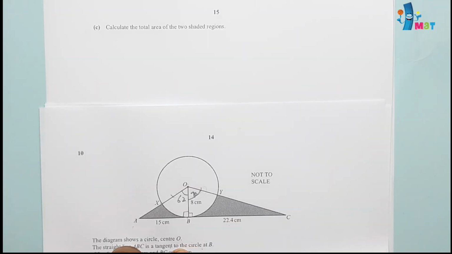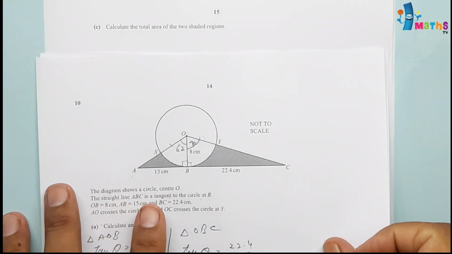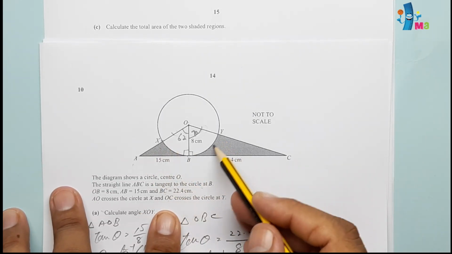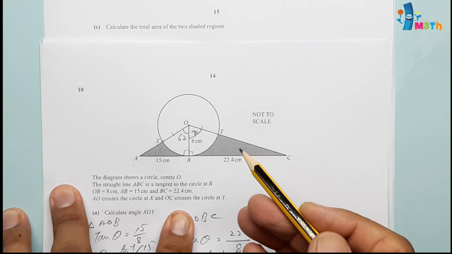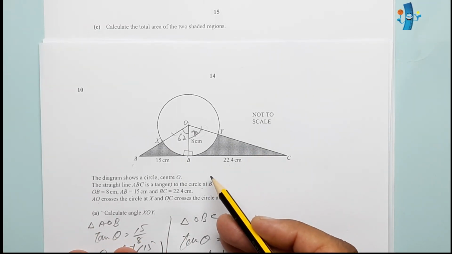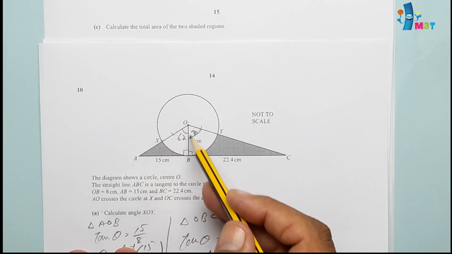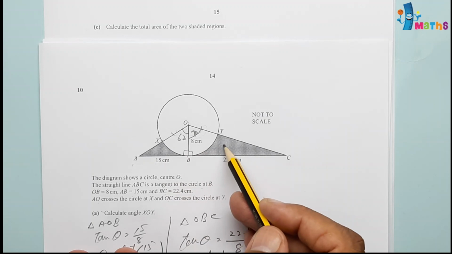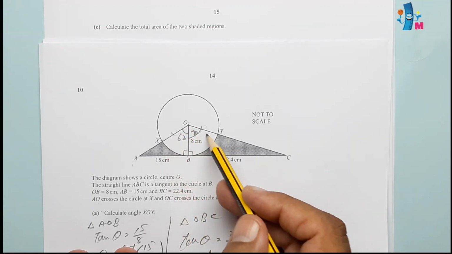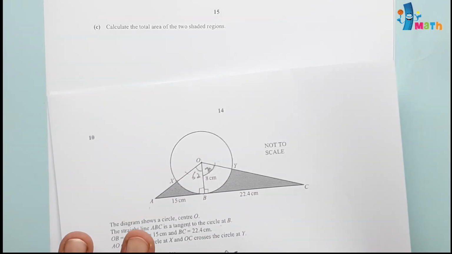Now in part C, they are saying calculate the total area of the two shaded regions. So this was the diagram. Shaded region one is this one, second is this one. So we will find the area of two triangles, this triangle and this triangle, and from that area we will subtract only this sector area and we will get the shaded area. So this will be our strategy.